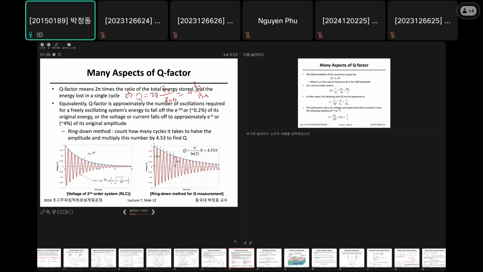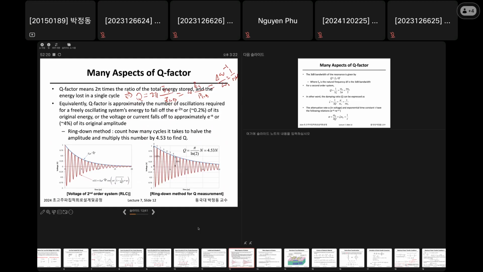Equivalently, Q factor is what? This is 1 over fractional bandwidth, right? This is delta omega divided by omega 0, which is 1 over fractional bandwidth. Equivalently, Q factor is approximately the number of oscillations required for a freely oscillating system's energy to fall off to 0.2% of its original energy, or the voltage or current falls off to approximately 4% of its original amplitude.